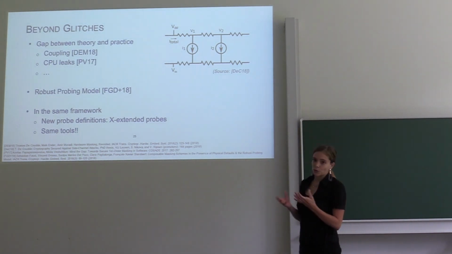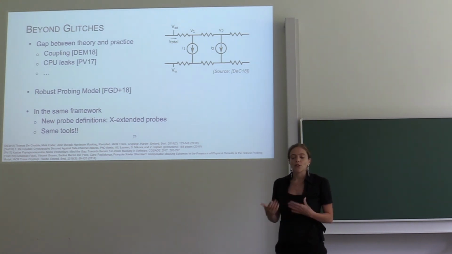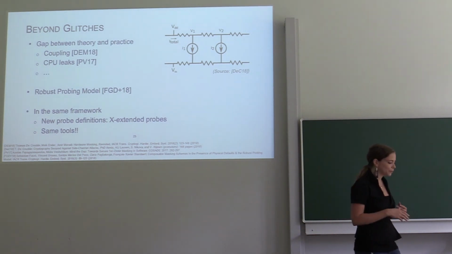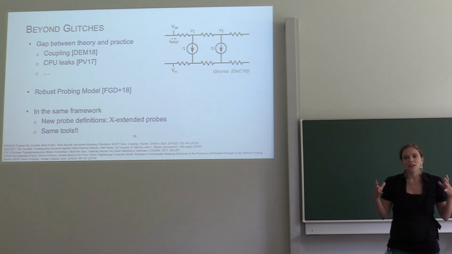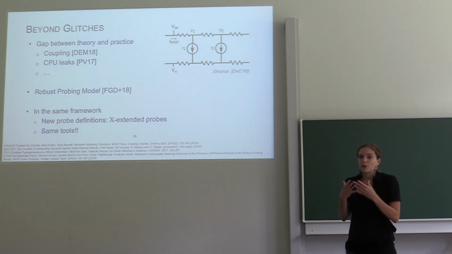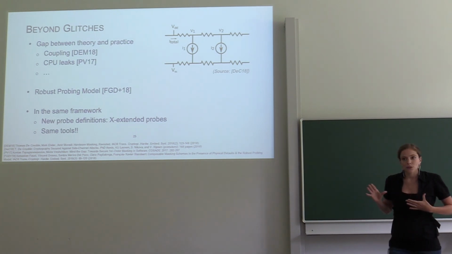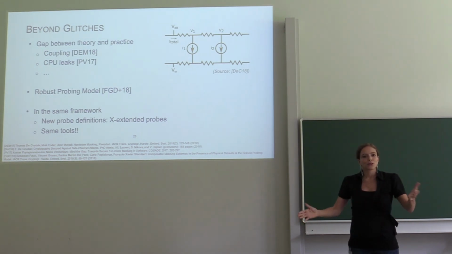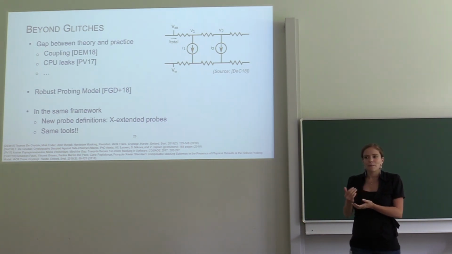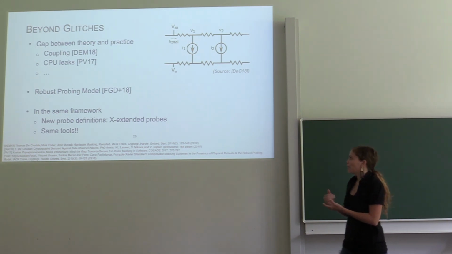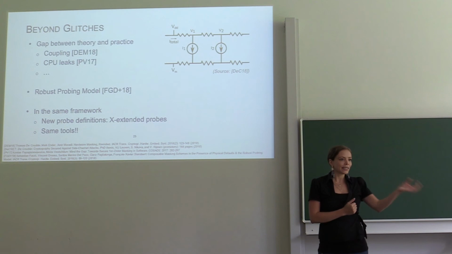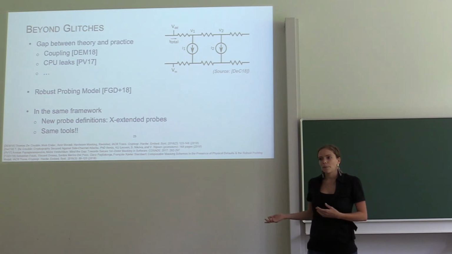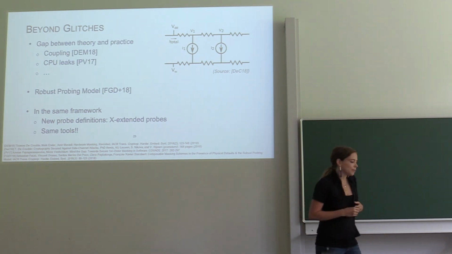Last year at CHES, there was a work on the robust probing model, which talked about a lot of other physical effects apart from glitches. So there are also memory transitions and coupling. And they extended the definitions of probing security, but without a mathematical formulation. Now in this work, we provided this mathematical formulation. And the main point is that whatever new models we come up with, as long as we can define them in the sense of new probes, then we can keep using the same framework. So instead of only using glitch extended probes, you can make extended probes for memory transitions or extended probes for coupling, and we can keep using the same mathematical formulation.